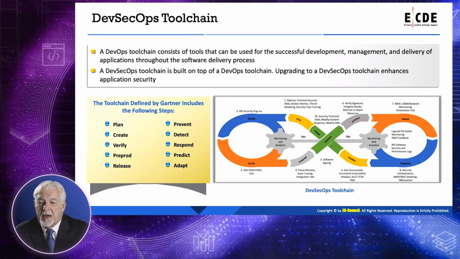Then we have the respond side of this, if something bad happens. We look at security orchestration, RASP and WAF, shielding, obfuscation, as well as our runbooks. Then we start getting into the predictive phase, and we look at development consumables, creating vulnerability analysis, IOCs, which are indicators of compromise, using STIX or TAXII. STIX or TAXII, real quick.